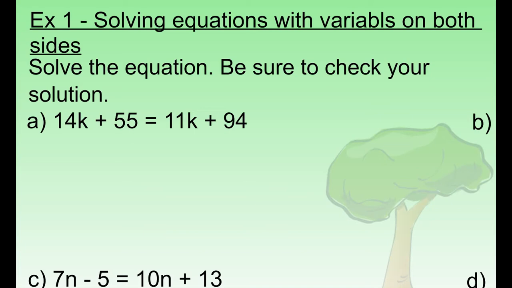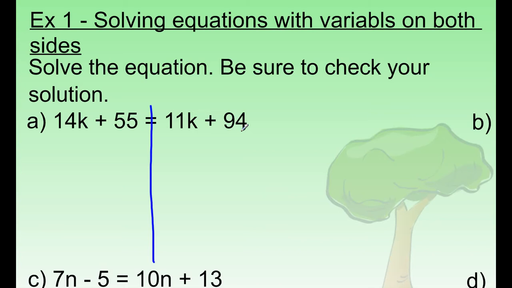The first problem here says 14k plus 55 equals 11k plus 94. So I'm going to separate my two sides. I check each side. On the left side, there's nothing to simplify. There are no parentheses. There are no like terms. On the right side, there are no parentheses. There are no like terms. So my first two steps are already done. There's no simplifying needed.